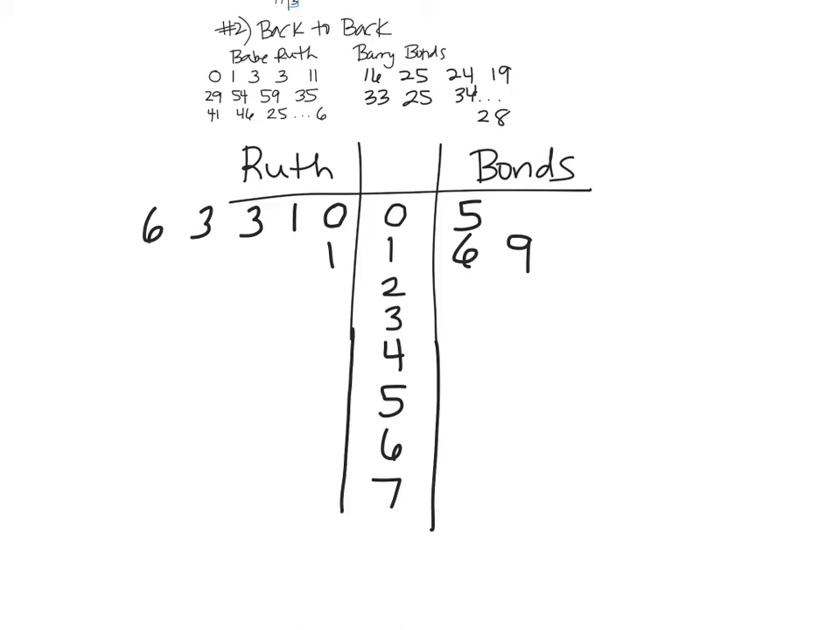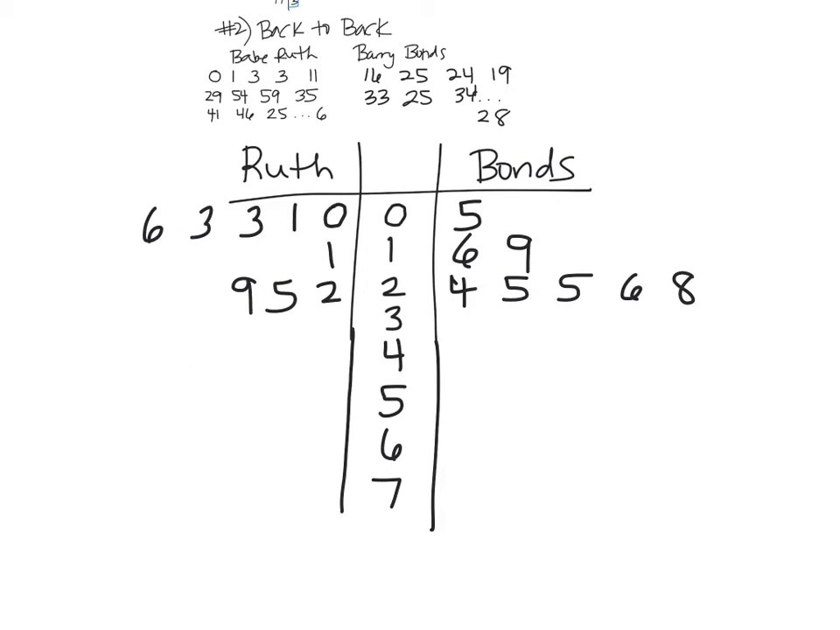For the 2s, Babe Ruth hit 22 home runs, 25 home runs, and 29 home runs. And I'm trying to keep these all in the same column. It's kind of hard for me because there are no lines there. Barry Bonds hit 24 home runs, 25, 25 again, 26, and 28. So you get the idea of what we're doing, the stem and leaf plot?